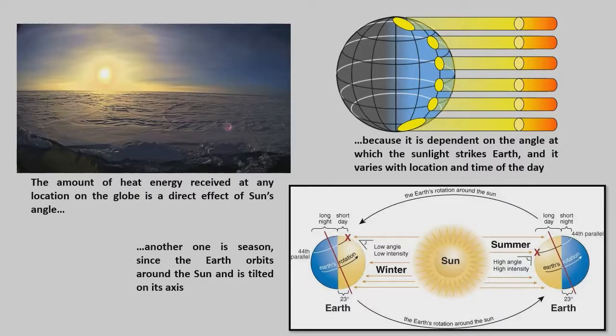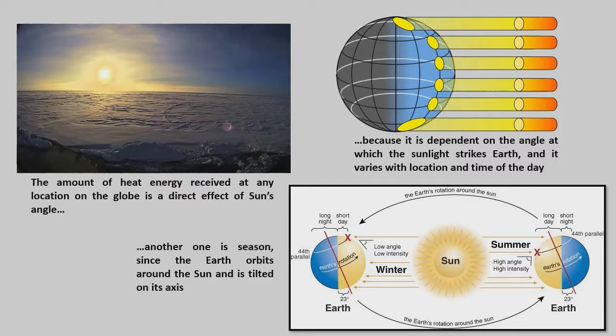The amount of heat energy received at any location on the globe is a direct effect of the sun's angle. Heat concentration is dependent on the angle at which the sunlight strikes Earth, and it varies with location and time of the day. An example is, the sun is concentrated so much during noontime, while early in the morning and dusk, the sun's rays are minimal because it has a smaller angle. This is also very similar to what is experienced by the people living along the North Pole and the South Pole. The sunlight hitting the area is at a lower angle.